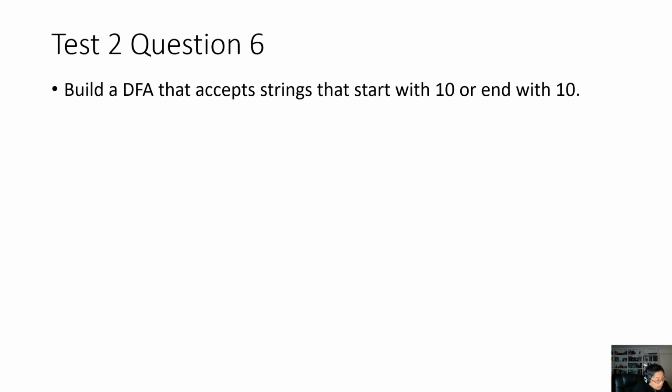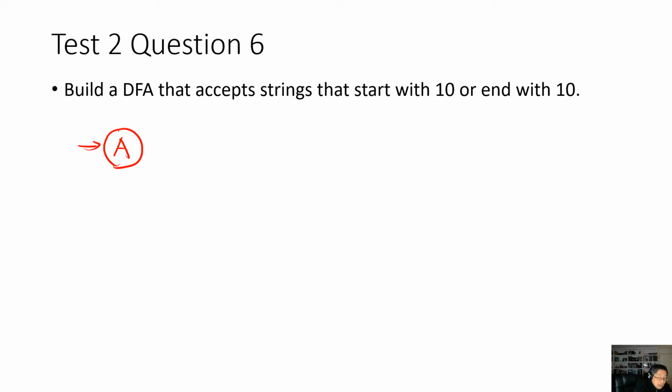Okay, so let's look at question 6. Build a DFA that accepts strings that start with 1, 0 or end with 1, 0. So we're going to build a DFA that accepts strings that either start with 1, 0, or if it's not starting with 1, 0 but ends with 1, 0, or start with 1, 0 and end with 1, 0. In either case, the string is going to be accepted. Okay, so let's start to build this DFA. Let's start with state A, which is the starting state.